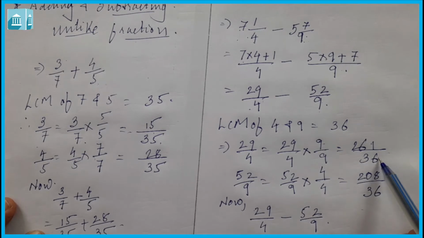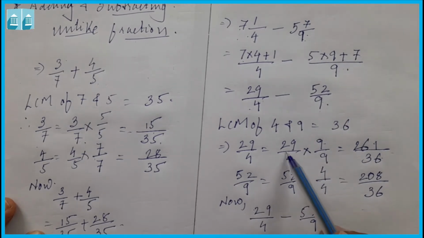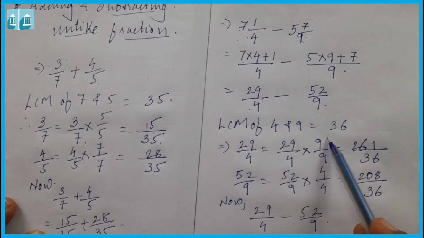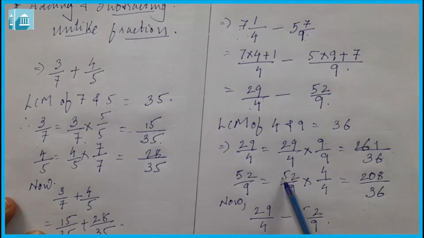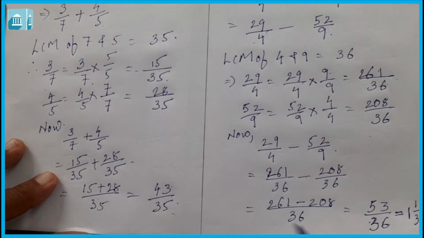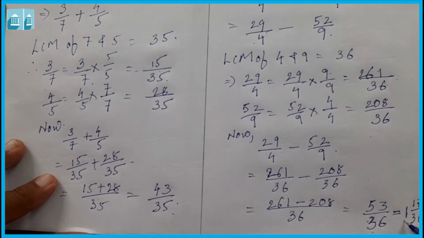So to get denominator 36, 29 by 4 should be multiplied by 9. The same way, the denominator is multiplied by 9, so the numerator is also multiplied by 9. So it is 261 upon 36, 4 into 9 is 36. 52 into 4 is 208, 9 into 4 is 36. In the same way we will get the answers. It is 53 upon 36, that is equal to 1 and 17 upon 36.